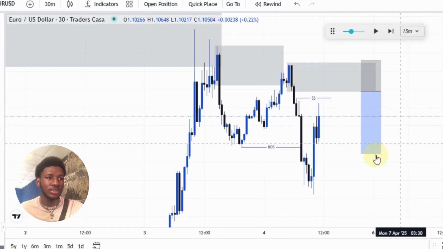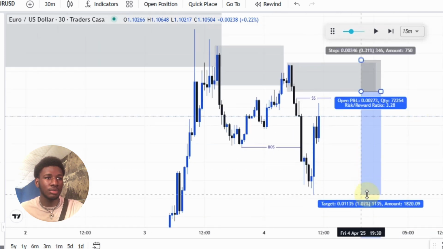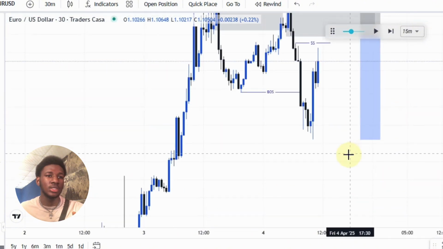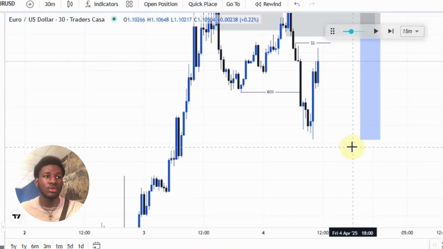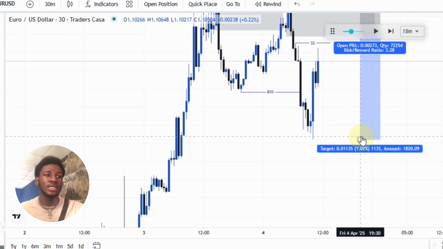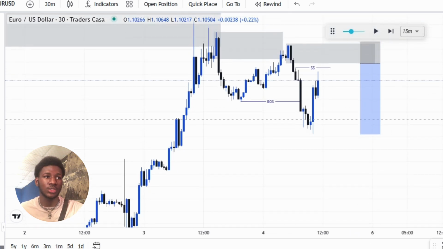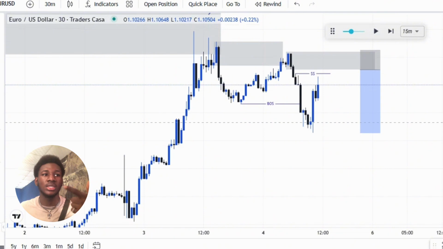So my take profit was at the most recent low, right? Your take profit should be at either fair value gaps, demand zones, or supply zones, depending on if you're buying or selling. And then you can also place your take profit at liquidity zones as well. So recent lows, demand or supply zones, fair value gaps, and liquidity.